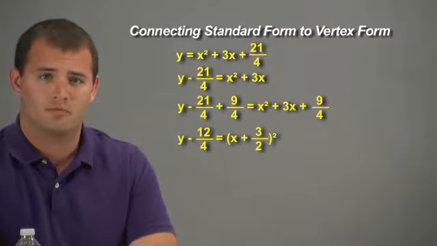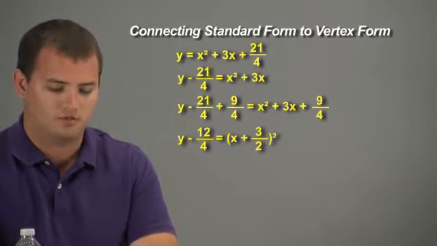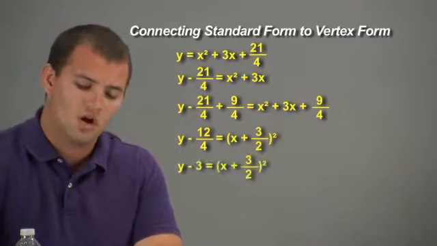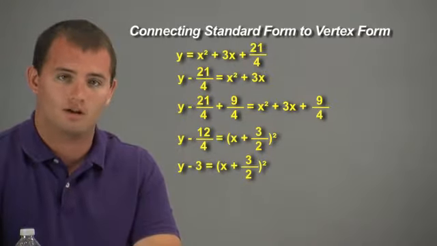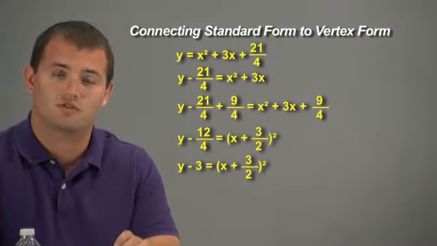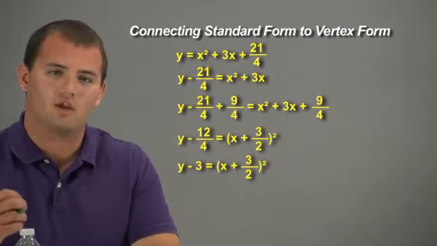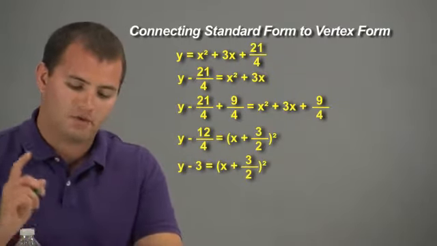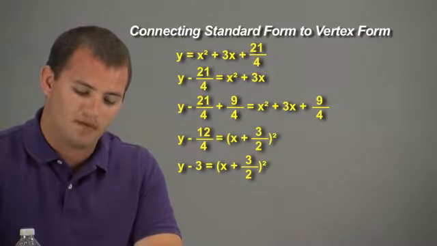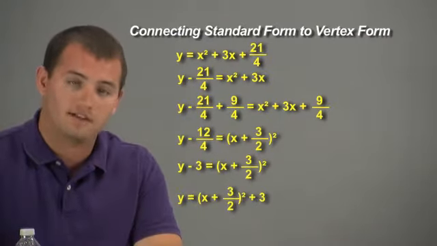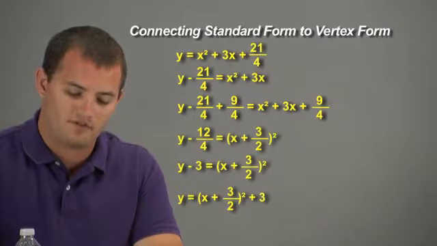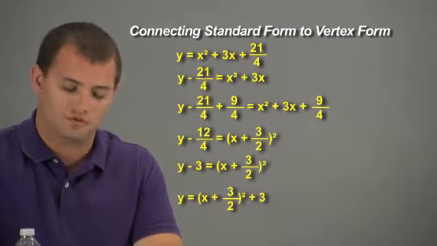Let's simplify a little bit more. 12 divided by 4 is equal to 3, so our equation now becomes y minus 3 is equal to the quantity x plus 3/2 squared. Now let's modify that so that it's y equals something, and we'll add 3 to both sides. So the equation now becomes y is equal to the quantity x plus 3/2 squared plus 3.